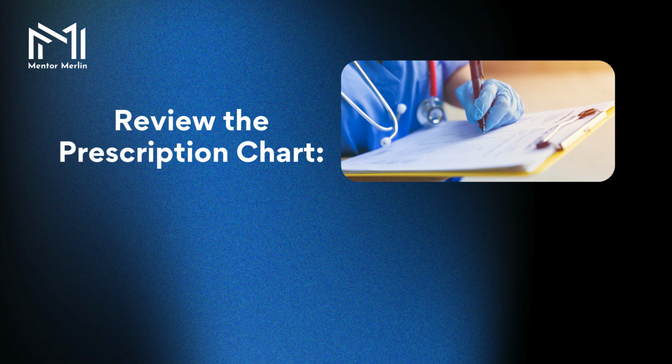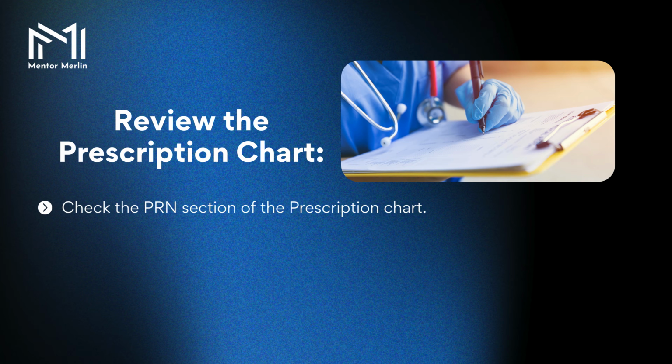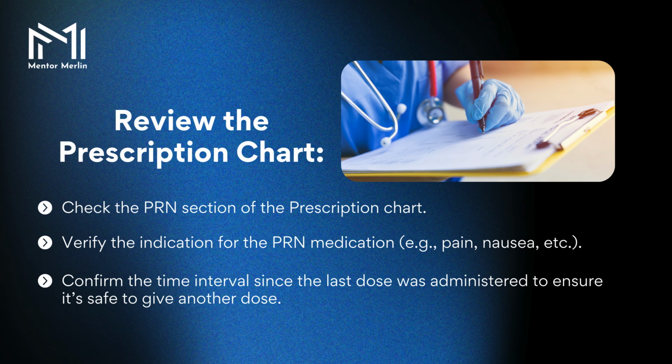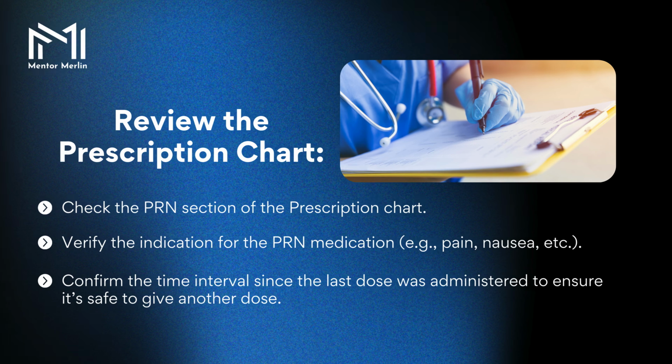Review the prescription chart. Check the PRN section of the prescription chart. Verify the indication for the PRN medication, for example, pain, nausea, etc. Confirm the time interval since the last dose was administered to ensure it's safe to give another dose.